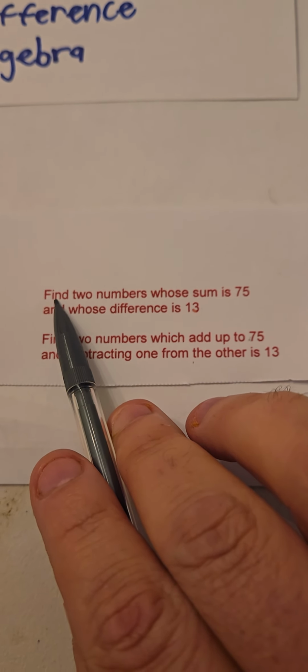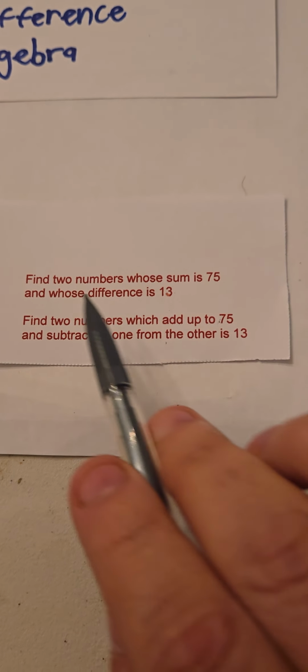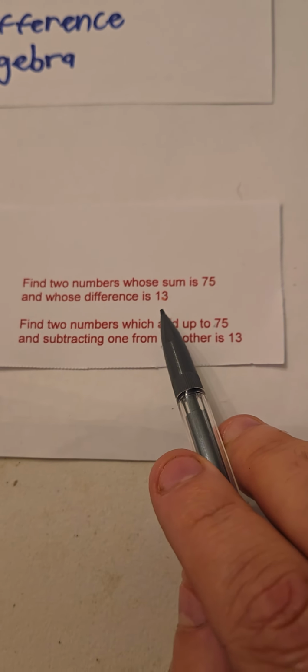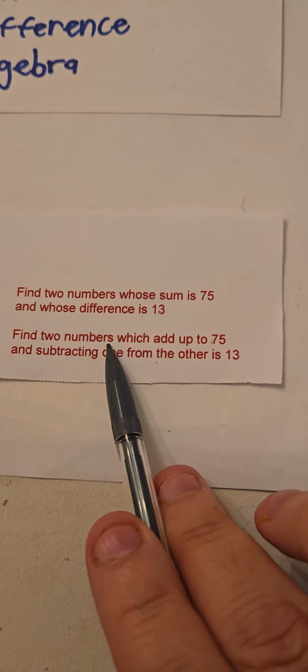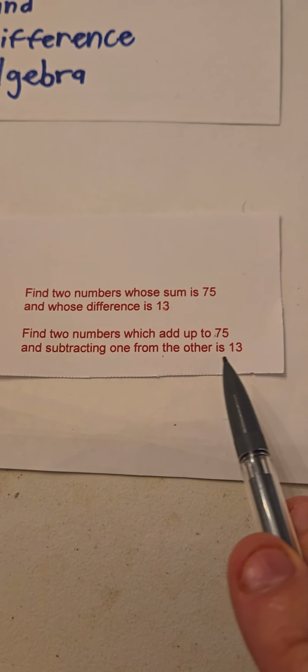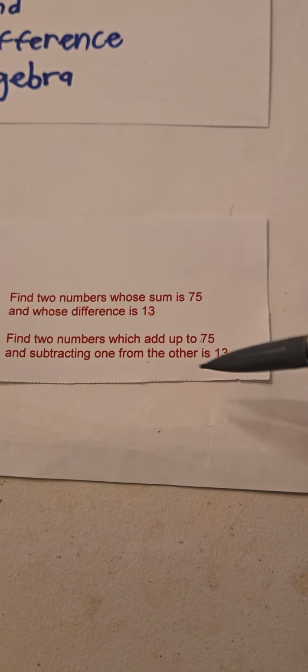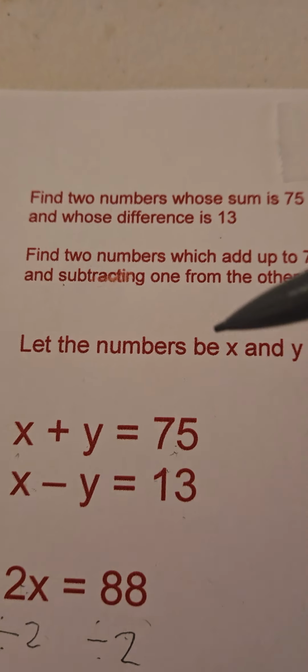So the question is, find two numbers whose sum is 75 and whose difference is 13. And I'm going to rephrase that question or paraphrase it. Find two numbers which add up to 75 and subtracting one from the other is 13. That's just two ways of saying the same thing. Okay, so that's the question.